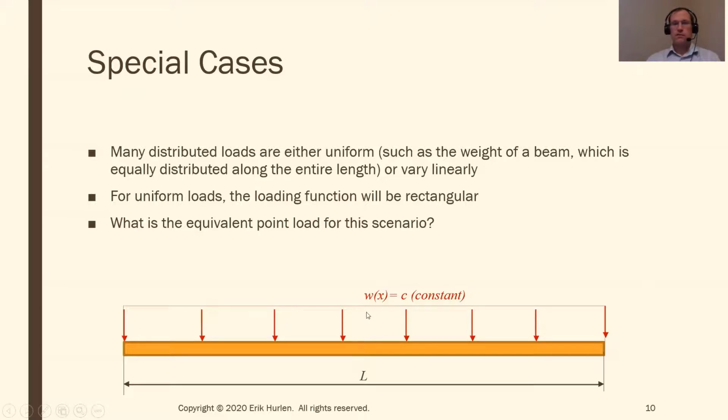And so for this constant loading, I want to now find the equivalent point load, so a magnitude and a location of where that belongs to cause the same rotational and translational tendencies, same overall net force, same overall net moment.